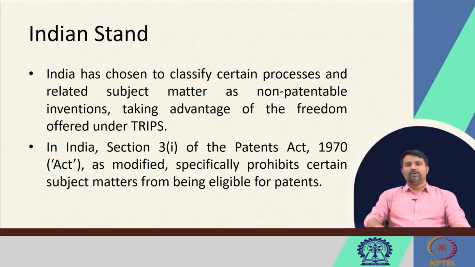India has chosen to classify certain processes and related subject matter as non-patentable innovation, taking advantage of the freedom offered under the TRIPS agreement. So, in India, Section 3I of the Patent Act as modified specifically prohibits certain subject matters from being eligible for patent. So, as we have discussed in one of the previous lectures, in order to be eligible for a patent, the invention must be novel, it must satisfy the criteria of inventive step, it must also satisfy the criteria of industrial application.